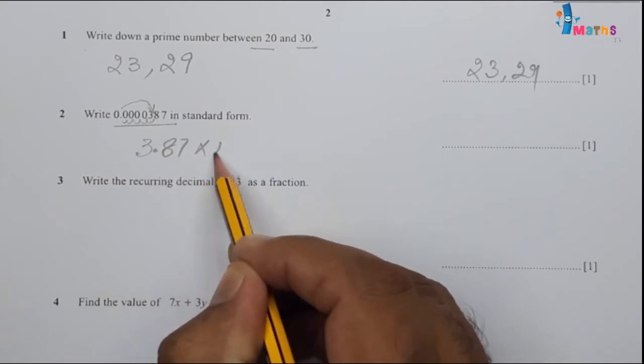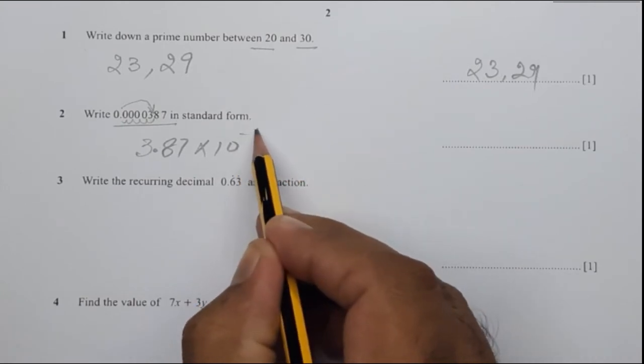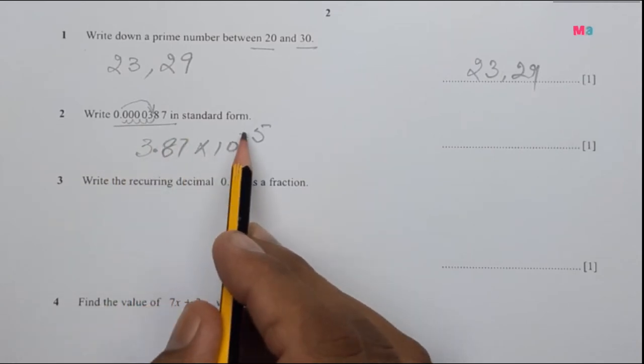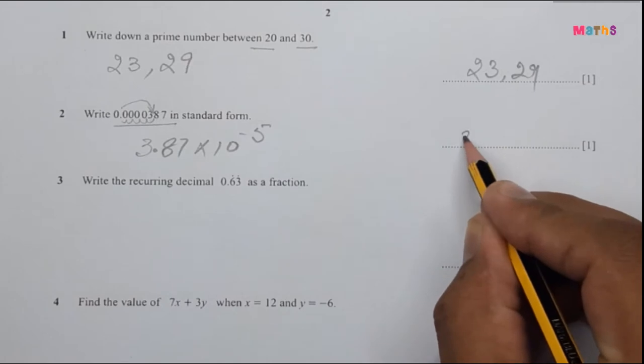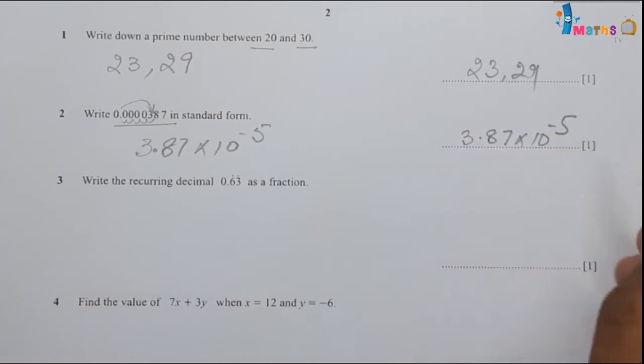So 5 jumps to the right means it will be 3.87 into 10 raised to the power minus 5, because if it is shifting towards right it means minus, and if we are shifting towards left it will be plus. So our answer will be 3.87 into 10 raised to the power minus 5.